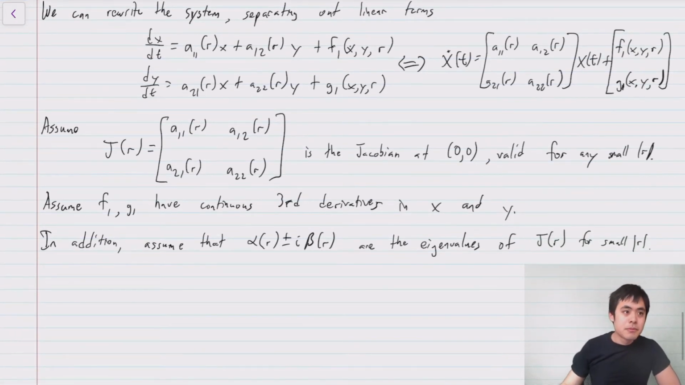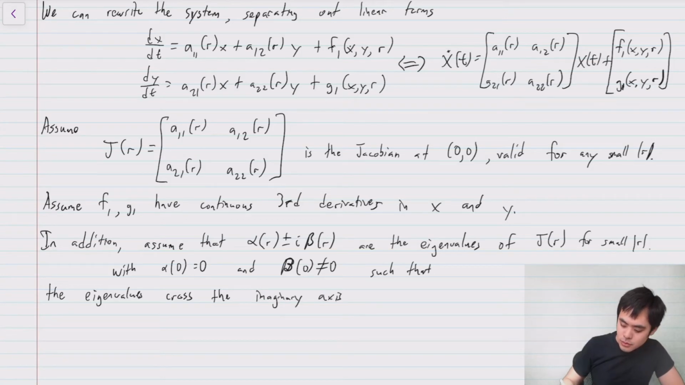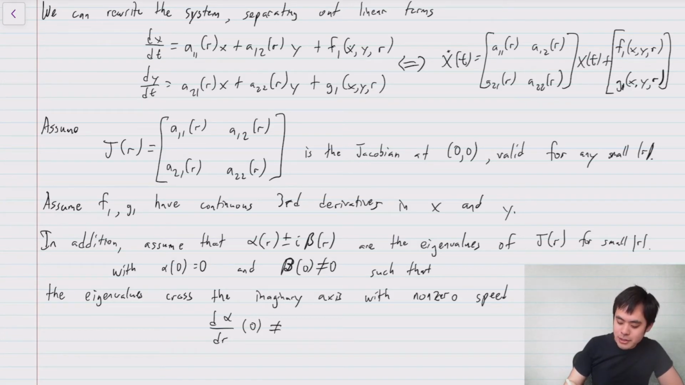And we're going to assume that alpha(0) is equal to 0, and beta(0) is not equal to 0, such that the eigenvalues cross the imaginary axis with non-zero speed. What do we mean by that? More precisely, d alpha/dr, where alpha is a function of r, so we take the derivative with respect to r and evaluate at 0, is not equal to 0. So alpha is actually crossing the imaginary axis.